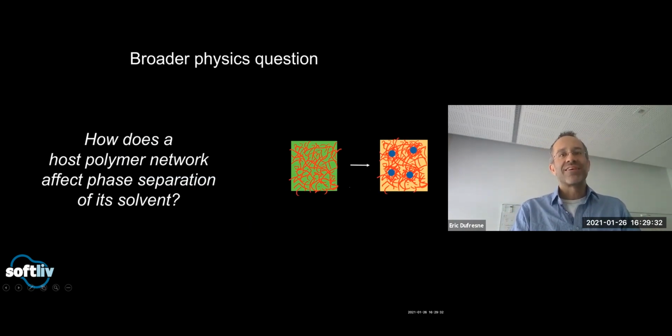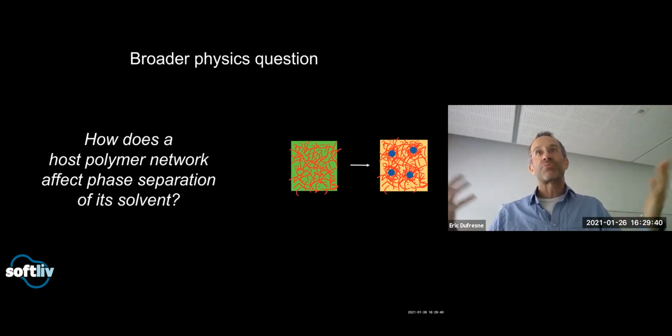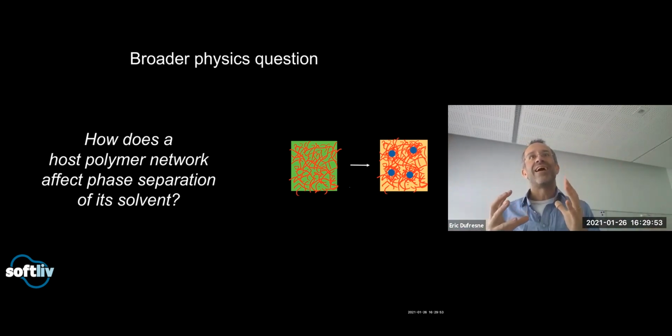All right, so moving on to some simpler, more tractable physics questions. So hopefully, looking at this biological stuff is inspirational for you, like it is for me. But I don't think I've ever felt like I've really solved a biological problem. I'm much better at solving physics problems. So what I've done here is distill this down to what I see as the essential physics question. And to me, the essential physics question is, how does a host polymer network affect the phase separation of its solvent? Okay, so that's the simplest way to phrase it. And now it's a physics question.